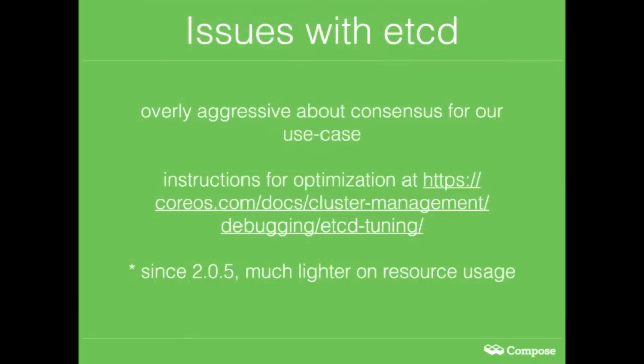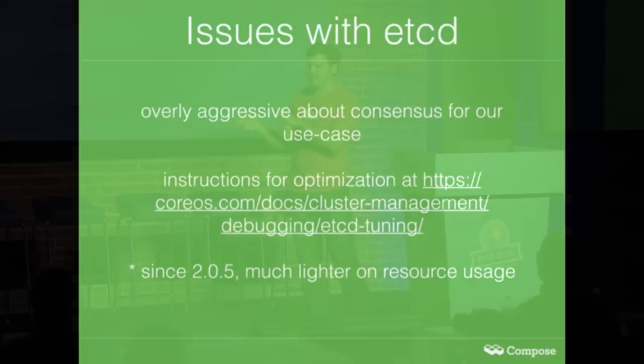So, issues with etcd. The one issue that we had with etcd was actually resolved recently. It was using a lot of CPU, using a lot of just system resources on the Raft protocol. 205 actually solved much of that. So I gave this presentation at a CoreOS meetup a while back, and that had not yet been resolved, but now it is.